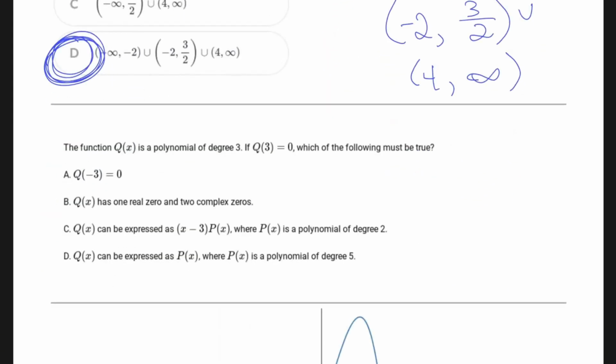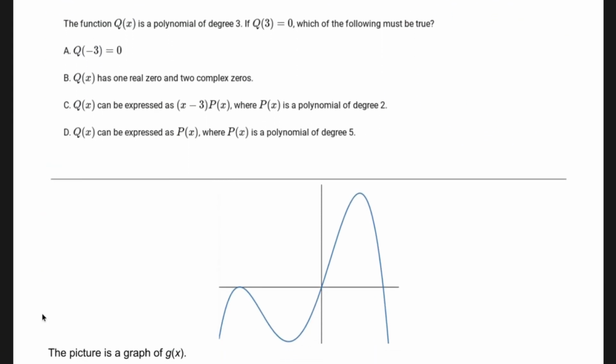All right. A couple more and then we can call it a day. The function q of x is a polynomial of degree 3. If q of 3 is 0, which means 3 is a 0, right? Which of the following must be true? All right, so they're saying if I plug in 3 and get a 0, which of these must be true? That if I plug in -3, I get a 0? No, that doesn't have to be true.